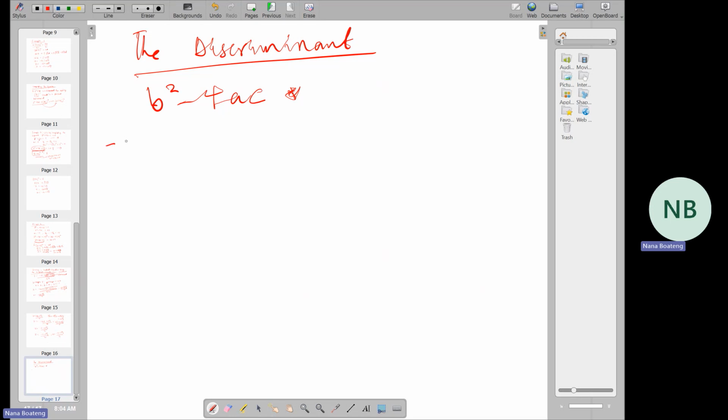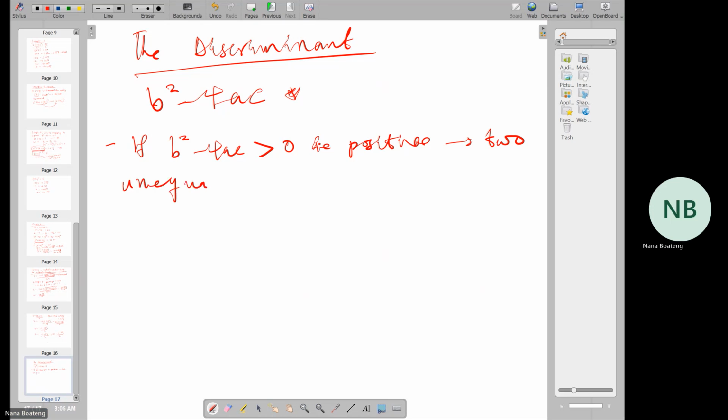For example, if b squared minus 4ac is positive, then you will have two unequal real solutions. That means our solution to x will be two real numbers which are not the same, or which are unequal.